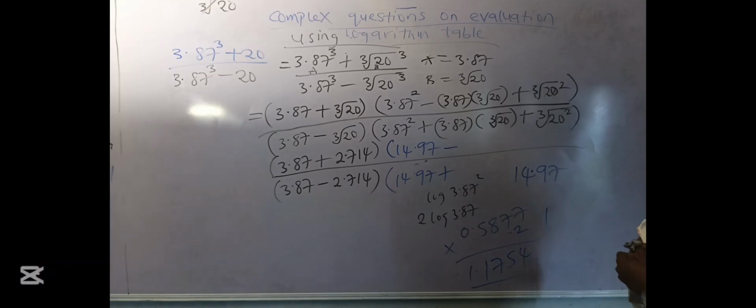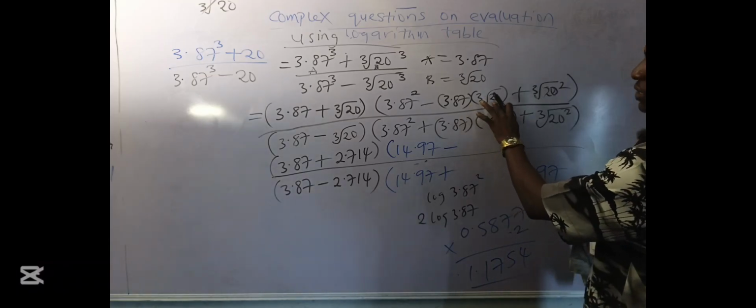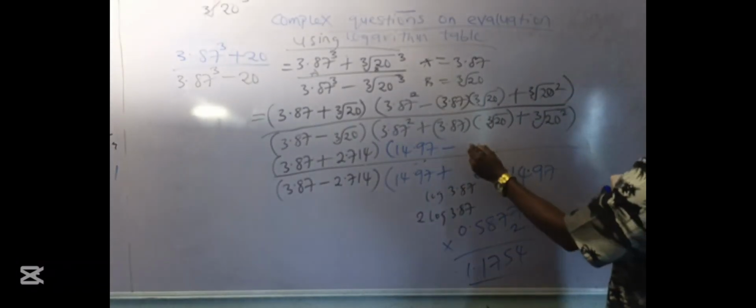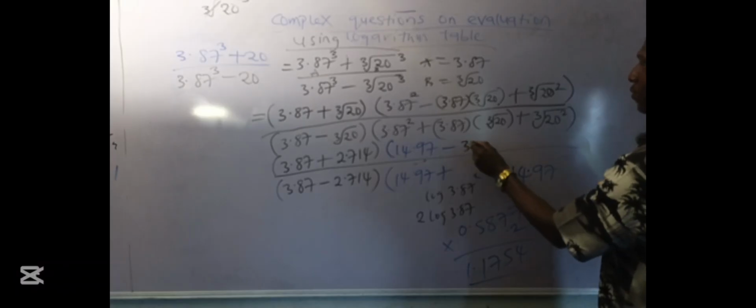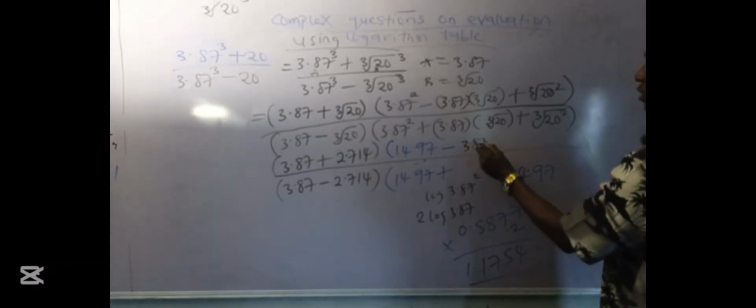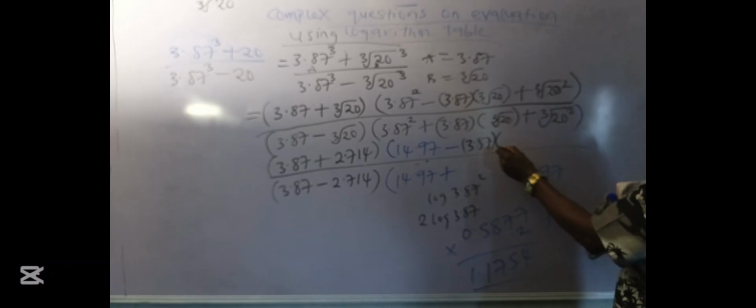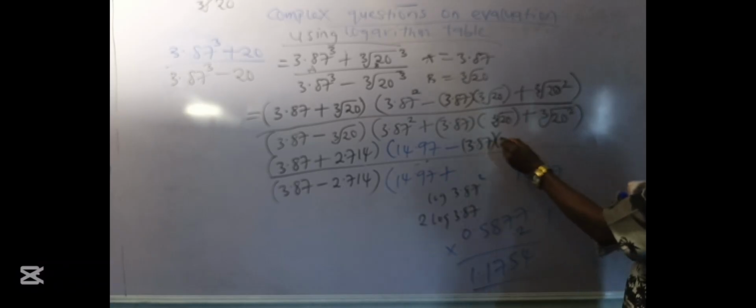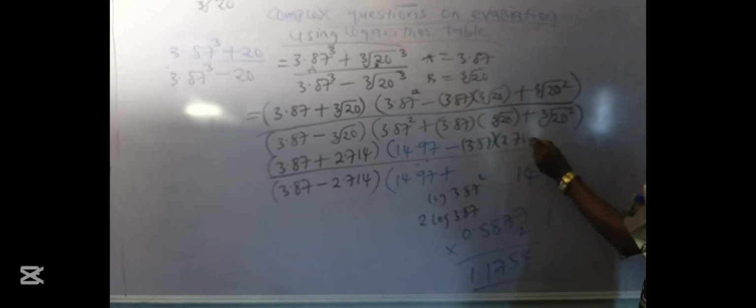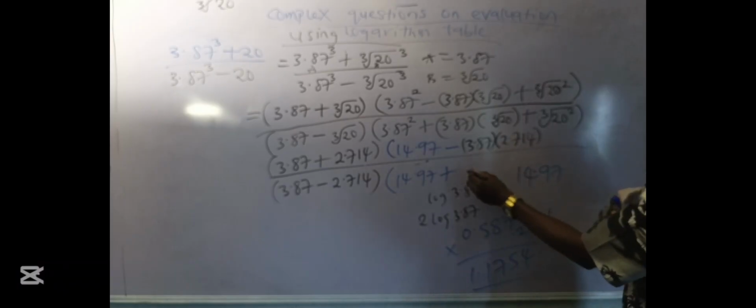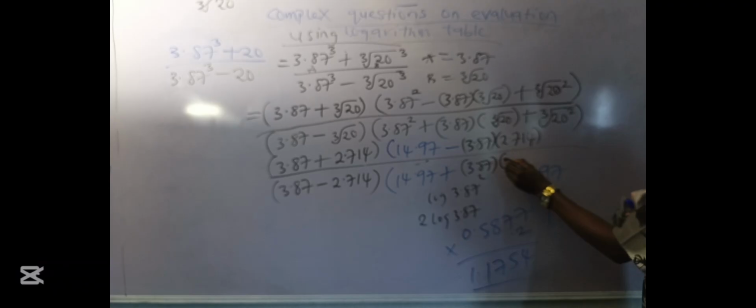We have also the third root of 20. But remember, the third root of 20 is 2.714. So we have 3.87 in brackets times 2.714, close bracket. So this is the same: 3.87 in brackets times 2.714, close bracket.